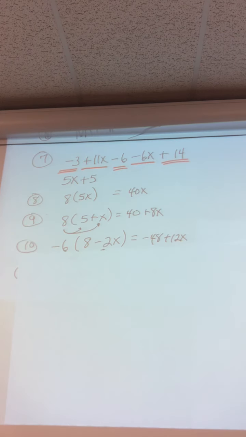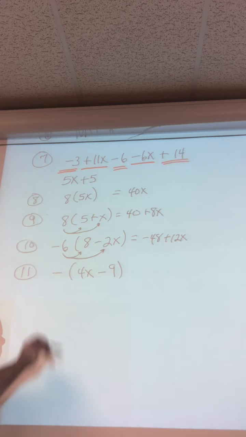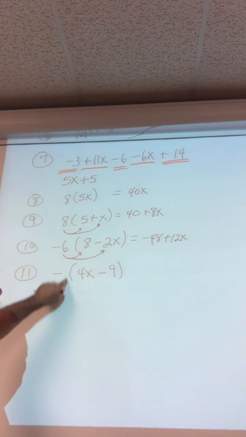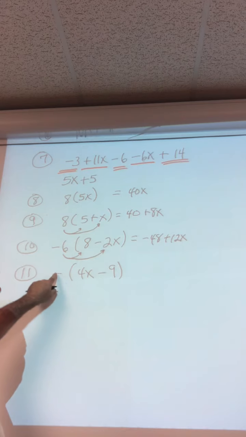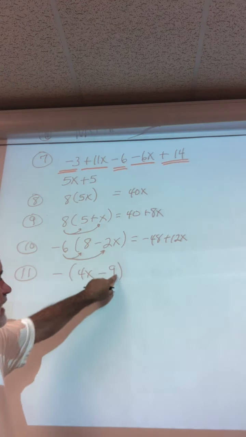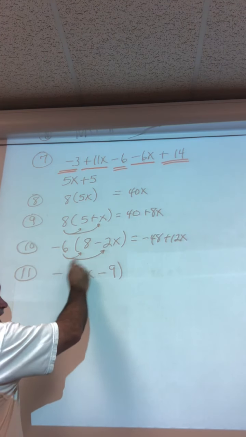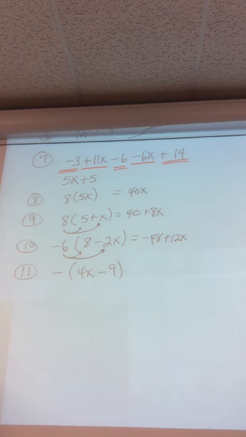And that's the final answer there. Okay, let's do another one. Negative, parentheses, 4x minus 9. Now remember, if there's no number in front of that parentheses, it's an understood 1. So this is negative 1 times 4x and negative 1 times negative 9. You can't combine these because they don't add together, but you can multiply that negative 1 times both of these. So negative 1 times 4 is negative 4x, and then negative 1 times that negative 9 is plus 9.